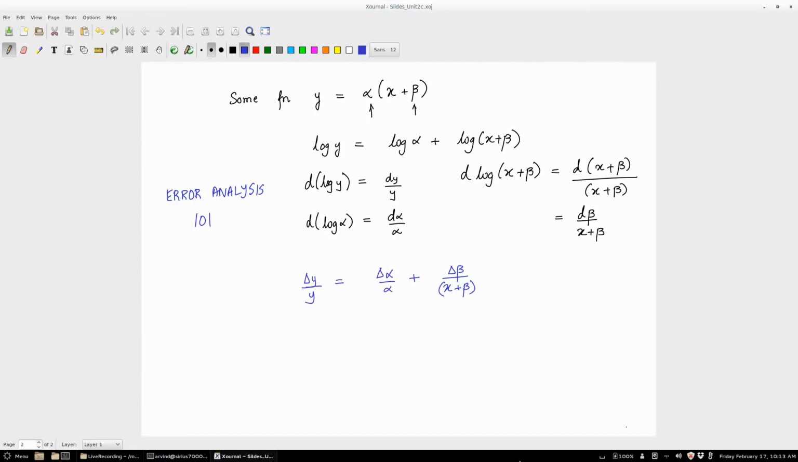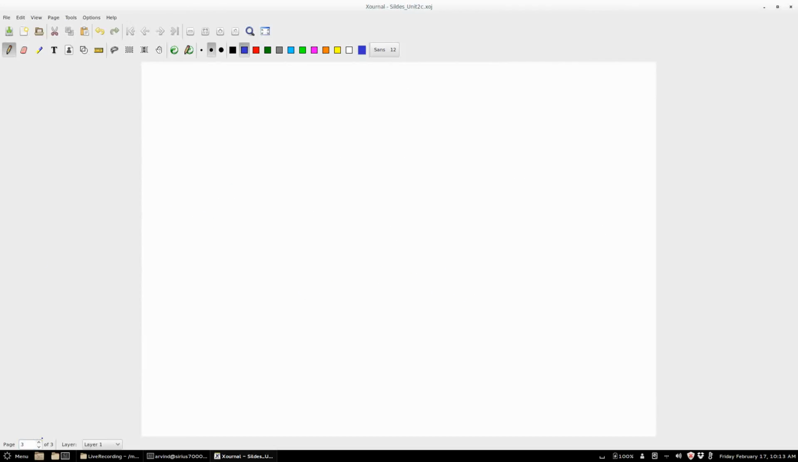And this is correct. So your errors, right? When you take errors, your delta y by y would be essentially delta alpha by alpha plus delta beta by x plus beta. Okay. Now let's proceed.